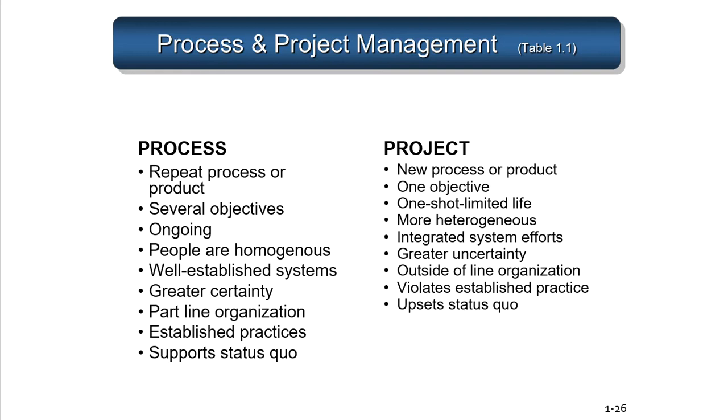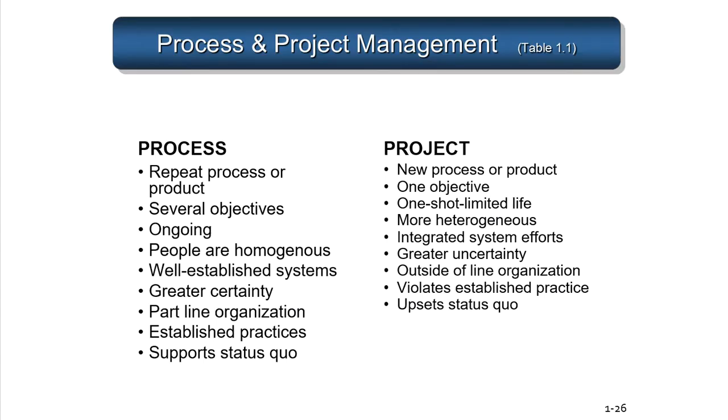So if we compare and contrast, projects have greater certainty, part of the line or functional organization. A project, though, may develop a new process or product, one objective. It has a limited life. Heterogeneous. Okay, heterogeneous meaning versus homogeneous. Homogeneous means everything looks the same. Heterogeneous means it's always different. In a project, it's always something new. And every project is unique. So naturally, they're going to be heterogeneous. Greater uncertainty outside the line organization. It could upset the status quo.